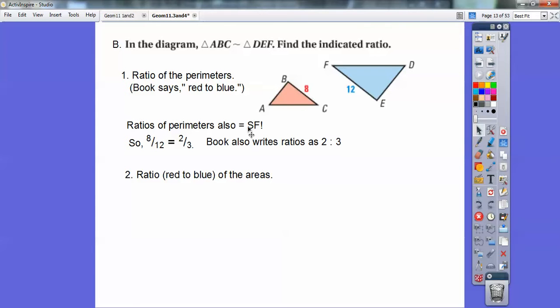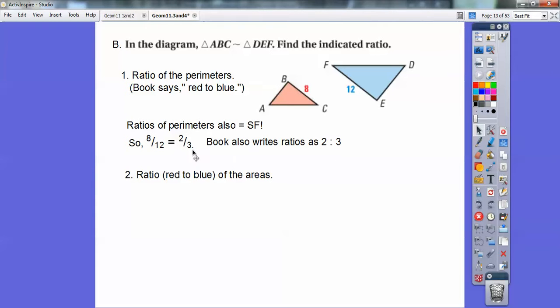So 8 over 12, which reduces: 4 goes into 8 two times, 4 goes into 12 three times, so it reduces to 2/3. Your book might write 2 with a colon in between, 2:3. This is also read 2 to 3.